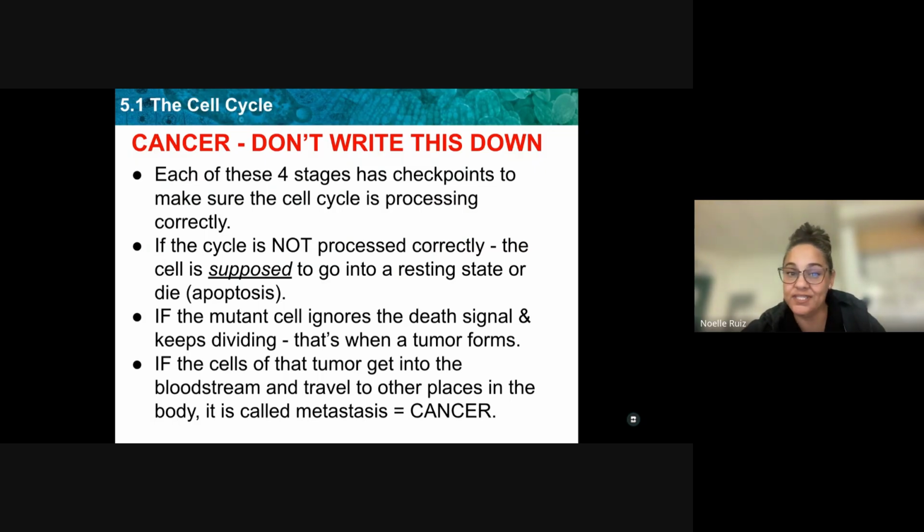And it is now a mutant cell. If a mutant cell ignores the death signal and keeps dividing, that is when a tumor forms. And if the cells of that tumor get into the bloodstream and travel to other places in the body, it's called metastasis. And that is technically what cancer is. So I always get from your discussion, which is why I want you to do it first, that you're not quite sure what cancer is. But this is all cancer is. It's a disease of the cell cycle.